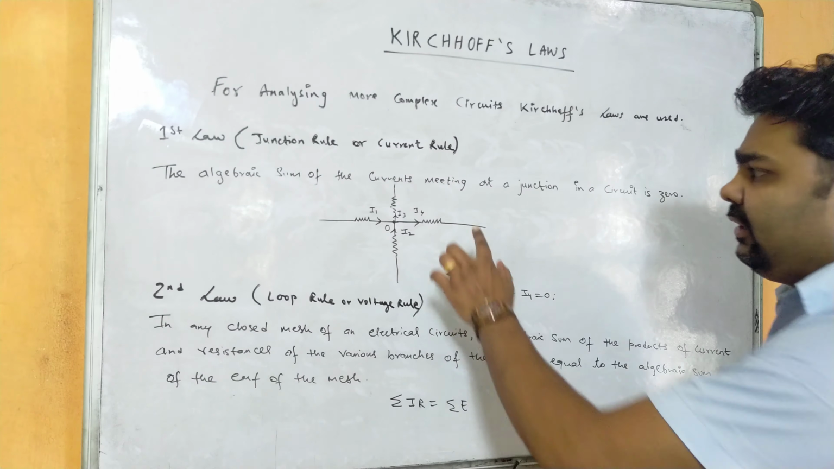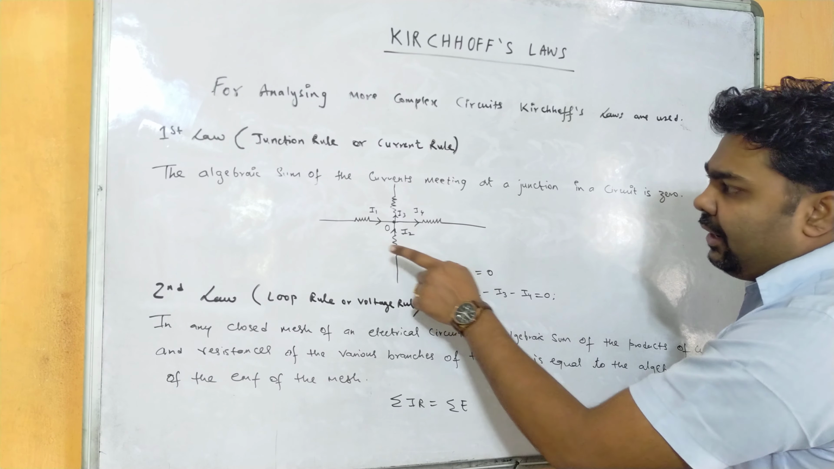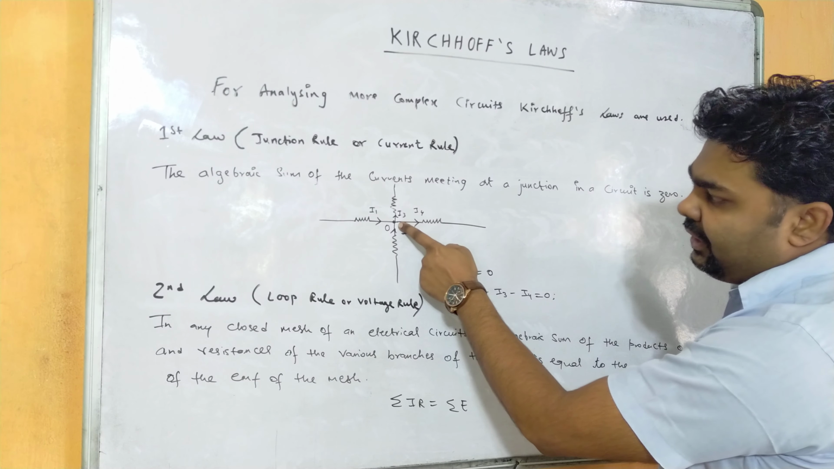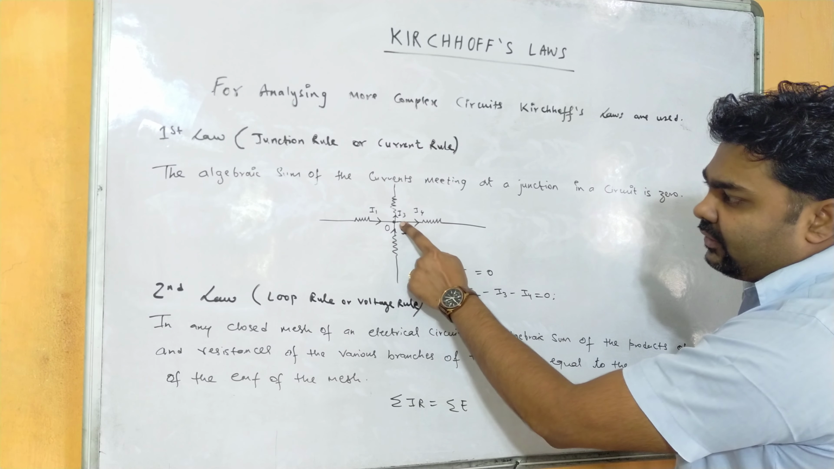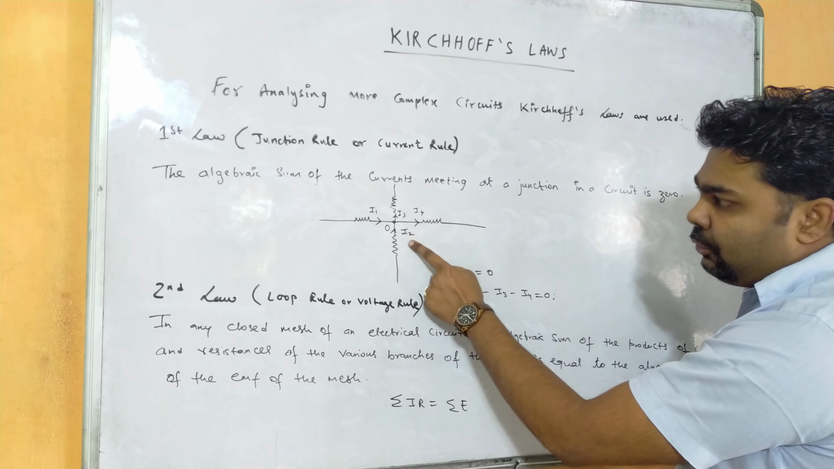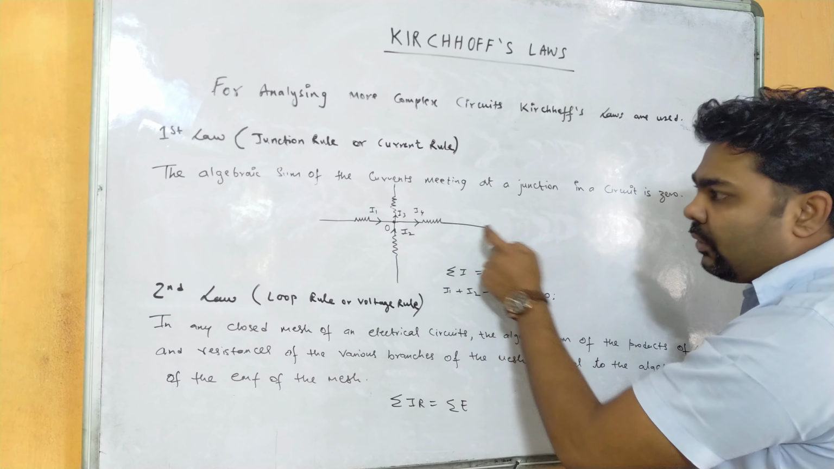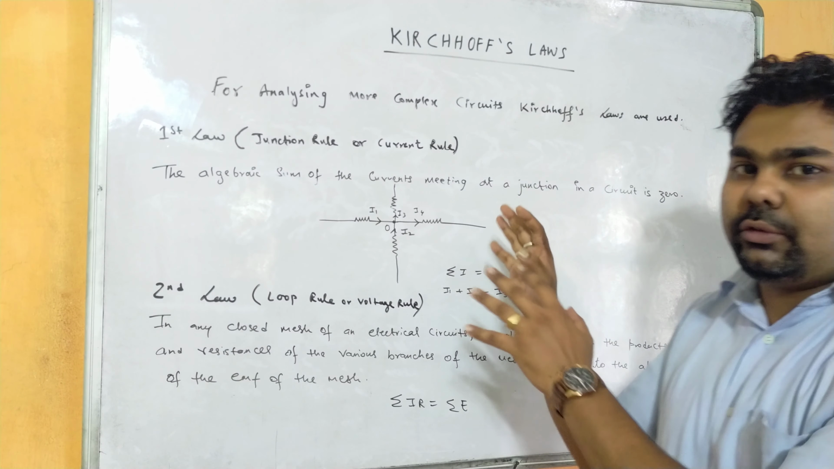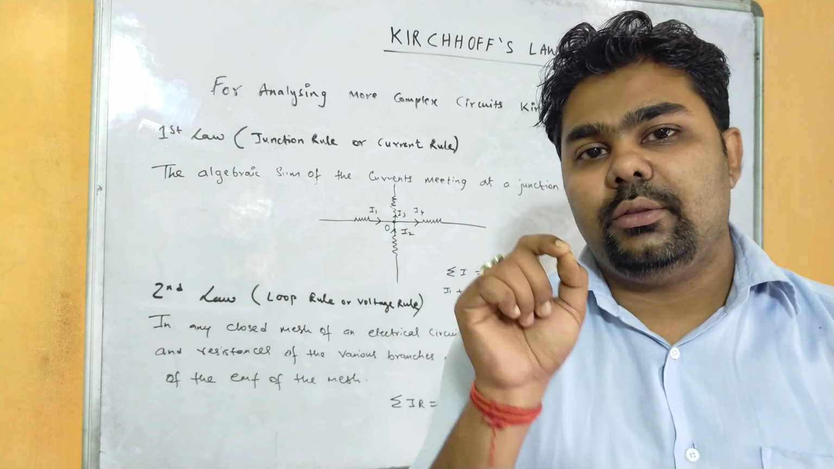Let's see this diagram first. You see four resistors are connected and they are meeting at a fixed point, that is O. Now you see current I1 is coming towards the junction. Current I2 is also coming towards the junction. I3 and I4 are moving away from the junction. That means according to this law, the current meeting at a junction should be 0.